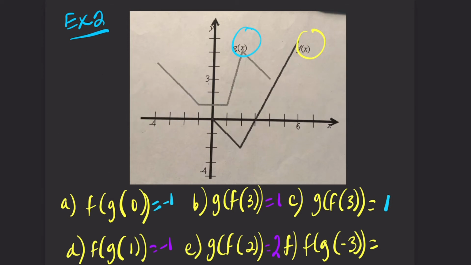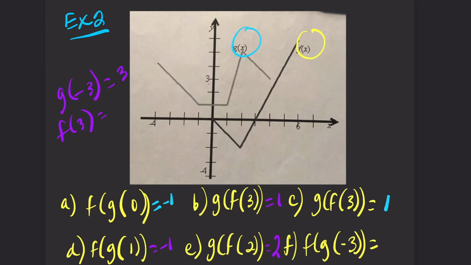Okay, problem F. We are evaluating f of g of -3. Let's start with the inside. Our x value is -3. We are trying to find the y value. X is -3 right here, and we are doing g of -3, so that's the gray graph. So when x is -3, g of x is up here at +3. Now we're replacing this g of -3 with +3. And we are finding the y value now, looking at the black graph.